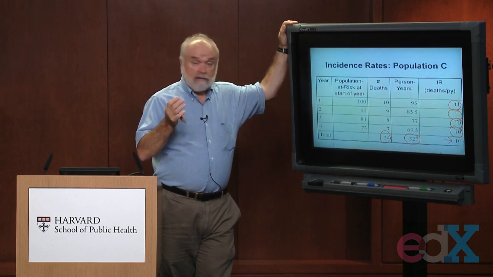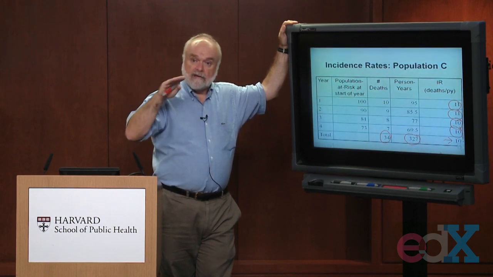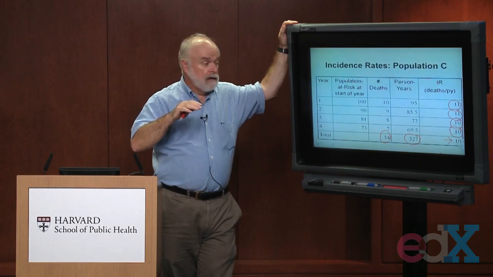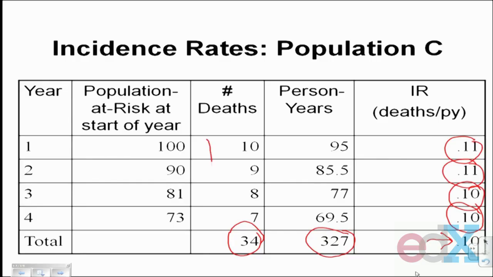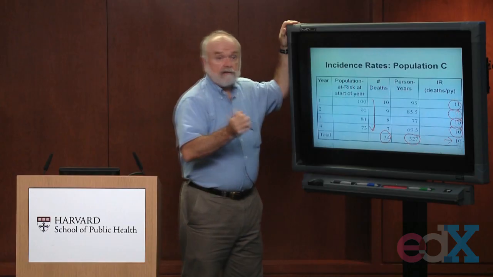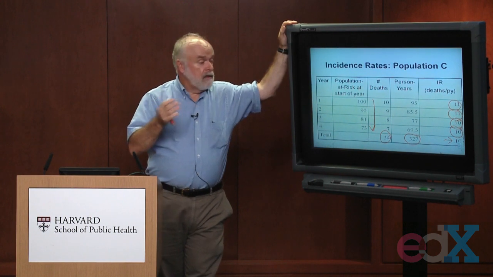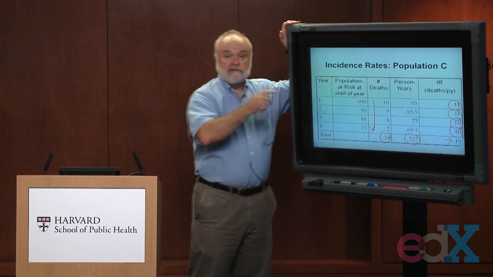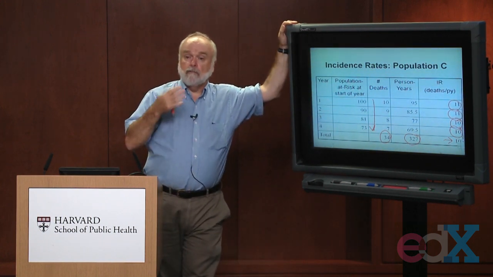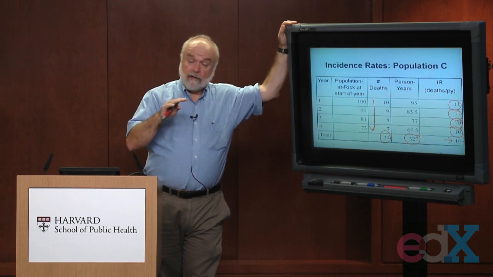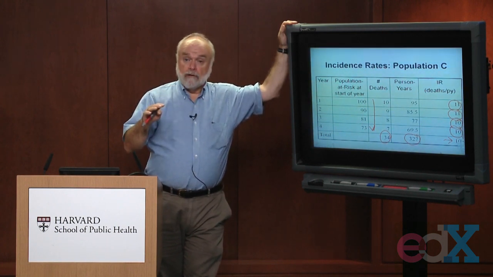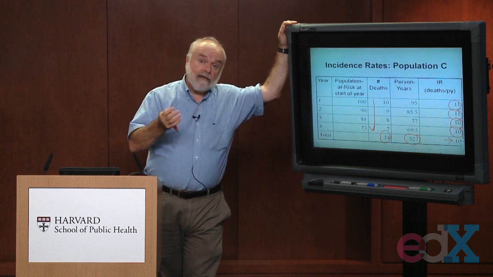But notice what's happening here. To get this constant incidence rate, or nearly constant incidence rate, the number of deaths was decreasing from 1 year to another. And the reason it had to decrease, in order to keep the incidence rate the same, since the population at risk was decreasing, is that the total amount of person time was decreasing. To get the same incidence rate from 1 year to another, where in the 2nd year the total person time is smaller, the total number of deaths has to be smaller.